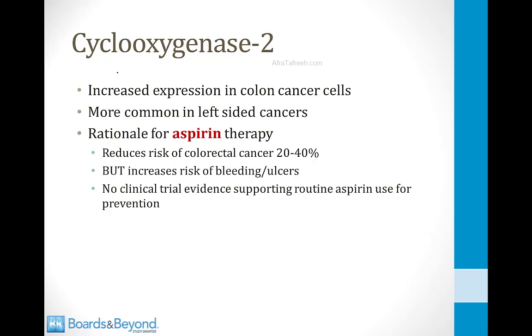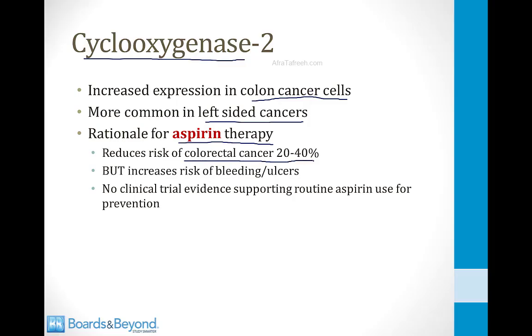Increased expression of cyclooxygenase 2 is well described in colon cancer cells. It's more common in left-sided cancers, but it's also been described in right-sided cancers. And this is the rationale for aspirin therapy to prevent the development of colon cancer. Aspirin inhibits cyclooxygenase, and there are some data suggesting that aspirin reduces the risk of colorectal cancer by 20 to 40%.